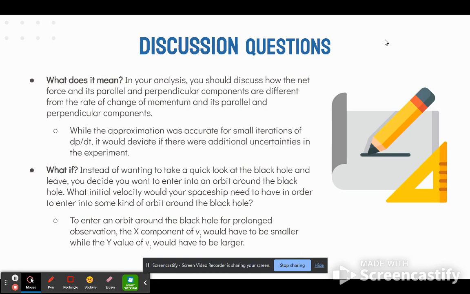To further think about the physics concepts in this lab, we can look at the discussion questions. For the first question, the net force and its parallel and perpendicular components are different from the rate of change in momentum. While the approximation is accurate for small iterations of delta P, it would deviate if there are additional uncertainties in the experiment. Regarding the next question, to enter an orbit around the black hole for prolonged observation, the x component of the initial velocity would have to be smaller, while the y component would be larger.